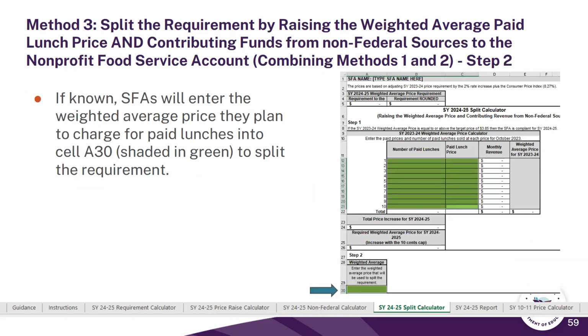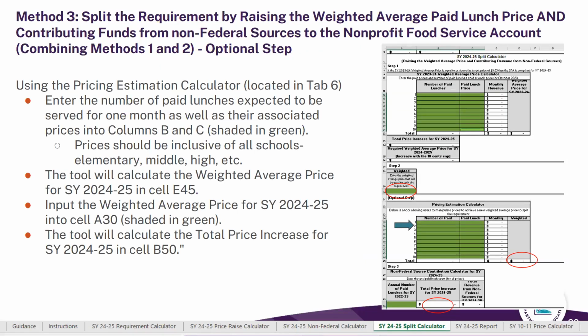Method 3, Step 2: if known, SFAs will enter the weighted average price they plan to charge for paid lunches into cell A30, shaded in green, to split the requirement. Method 3, optional step: if the price is not known, SFAs can manually calculate it using the optional step.